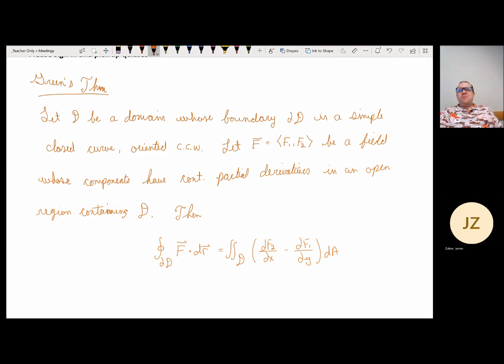Makes that square problem we did much easier. Because then instead of having to do the four paths, that path was a simple closed curve enclosing a region D. We could have just done the double integral over that domain, which was what, 0 to 1 cross 0 to 1.